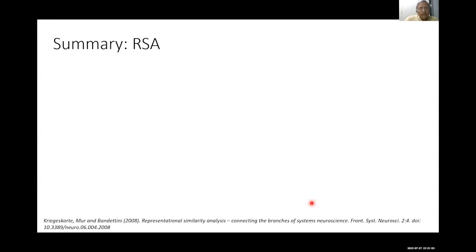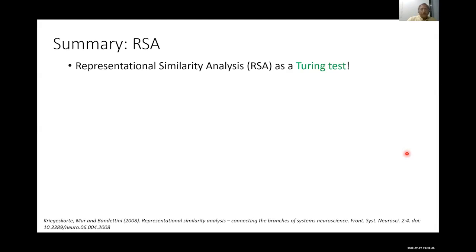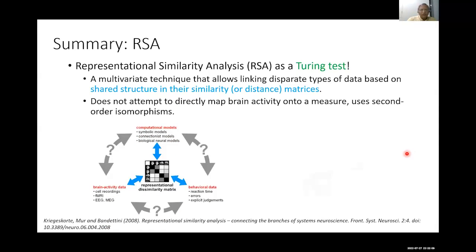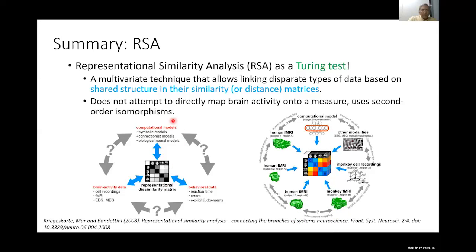One thing I wanted to emphasize is this proposal by Kriegeskorte in 2008 of representational similarity analysis, a powerful idea in some sense. I'll go to the visual. On the left, what you see is the three different branches that systems neuroscience is grappling with. There are computational models of different kinds built, symbolic, connectionist, biologically realistic neural network models, and so on, on the one side. And on the other side, you have the brain activity data that's collected through different modalities, all the way from single cell recordings to whole brain recordings of MEG, fMRI. And you also have behavioral data that we actually acquire, which has different measures.